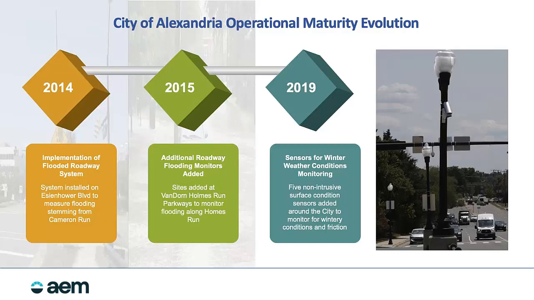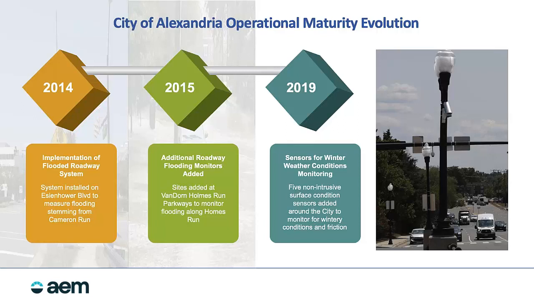You can see on the screen here, there's a picture of a non-intrusive surface condition sensor on the light pole. That's what we call the EyeSight sensor. So it's a non-intrusive surface condition sensor. It's going to give you surface condition, pavement temperature, air temperature, relative humidity, dew point, a couple of good parameters to have there in weather and winter maintenance.